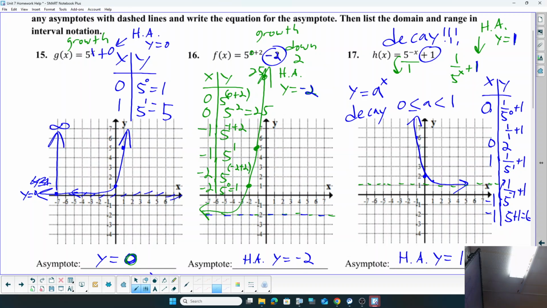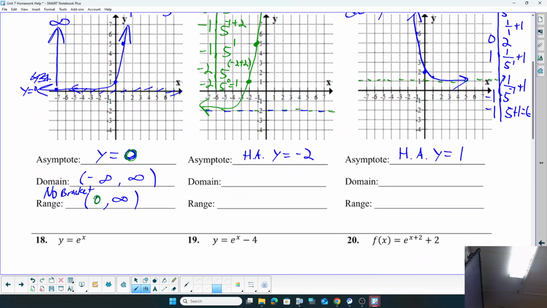Okay, so the domain will be from the horizontal asymptotes. No, the domain is negative infinity to positive infinity, right? But the range is what we're thinking of. And so that's going to be not including -4, because that's a horizontal asymptote. But -4 and then up to infinity.